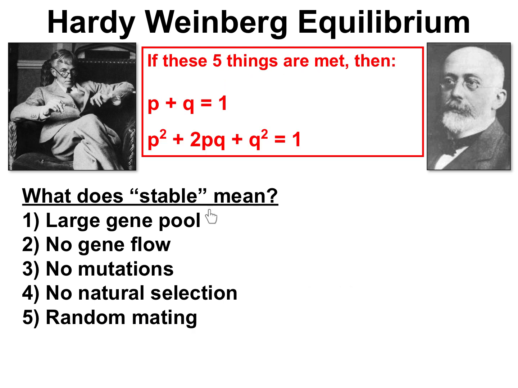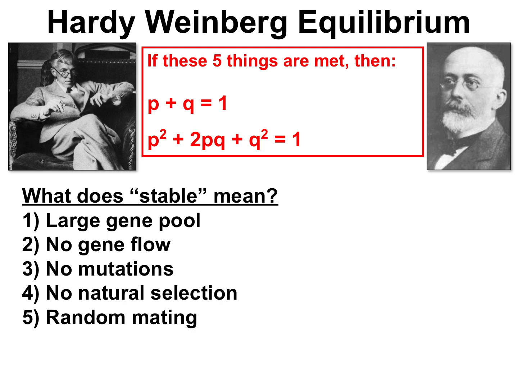If all 5 of these conditions are met, and they usually are not in the real natural world, 2 math equations are unlocked that can describe the stable population. P plus Q equals 1, and P squared plus 2PQ plus Q squared equals 1.